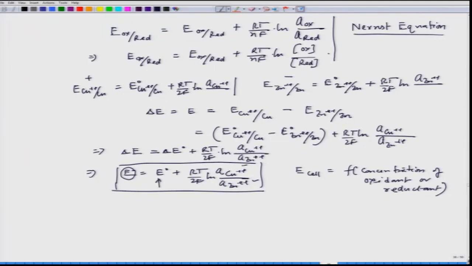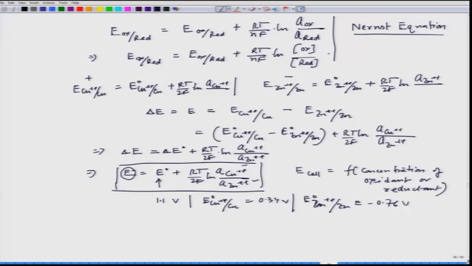Since this is a fixed quantity, at 25 degrees Celsius and 1 atmosphere pressure, in the case of this copper-zinc system we have 1.1 volt. The half-cell potentials are E0 Cu++/Cu equal to 0.34 and E0 Zn++/Zn equal to minus 0.76 volt.